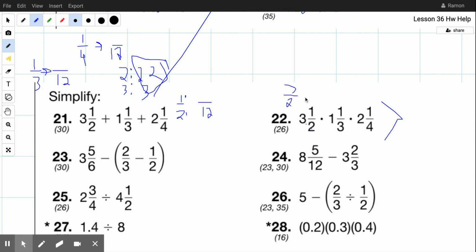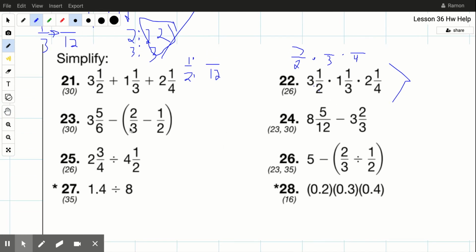And we're going to multiply it by this mixed number turned into an improper fraction, and 2 1/4 turned into an improper fraction. Remember that when we turn mixed numbers into improper fractions, the denominator stays the same. What changes is the numerator. And the numerator should be larger than the denominator since we had a mixed number to begin with.